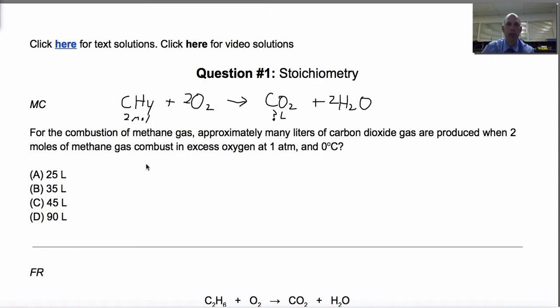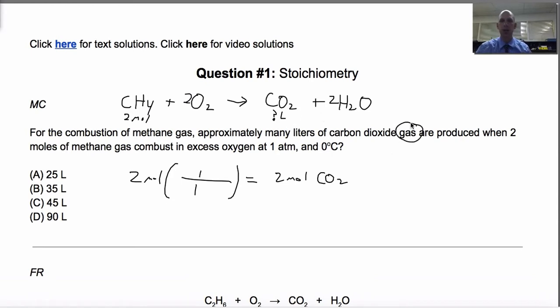Okay. So the first thing we're going to have to do is convert 2 moles of methane to moles of CO2. So it's a 1-to-1. So that equals 2 moles of CO2. And because they want liters, we can't use the periodic table. And because it's a gas, we're going to use PV equals nRT. So if PV equals nRT, then V equals nRT over P.